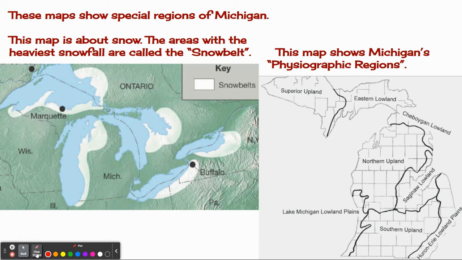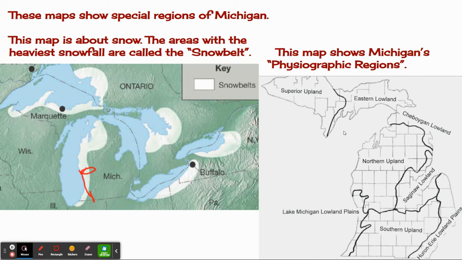Now, these maps show special regions of Michigan. Okay, these are more natural kind of things. Okay, the first one is about snow. The areas with the heaviest snowfall are called the snow belt. And you may have heard people talk about lake effect and how we get so much snow. If you remember, Muskegon is right about over here. So we are in that snow belt region.